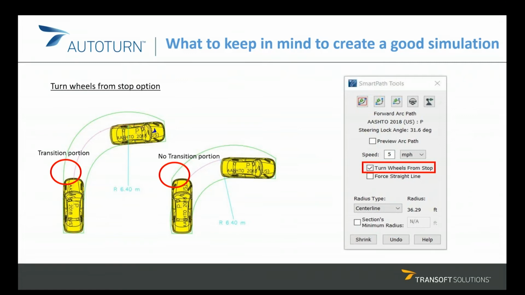So a common maneuver for a fire truck or a garbage truck would be to perform a 3-point turn where the space is limited, and this movement can be replicated in AutoTURN making use of the turn wheels from stop option. It is also not acceptable to utilize this option if the vehicle is traveling at a higher speed, like at roundabouts or intersections.